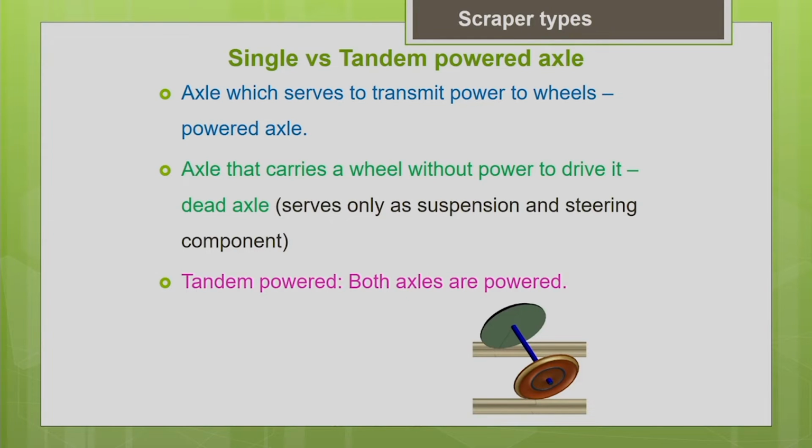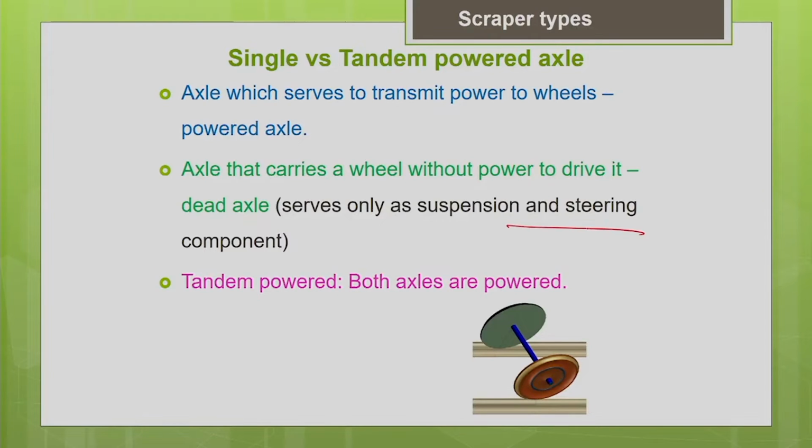Now let us see what single versus tandem powered axle scrapers are. Basically, how do you classify the axle into powered axle and dead axle? See, in our common vehicle, for example a car, it need not be the case that all the axles are powered. Maybe only one axle is powered and the other axle is just dead. Powered in the sense that the powered axle will transfer the power to the wheel. Those wheels are called driving wheels. The other axle will be just a dead axle, which won't transfer the power to the wheel.